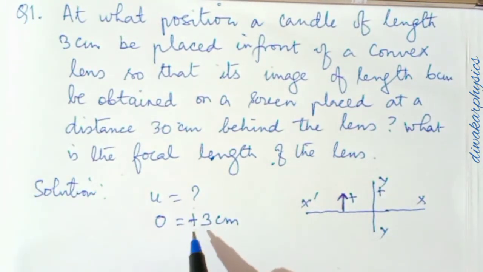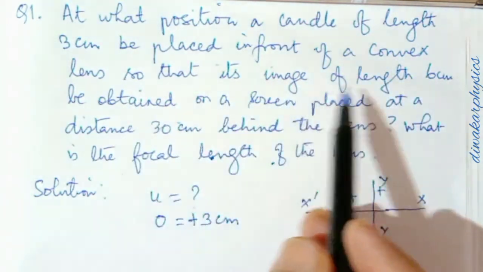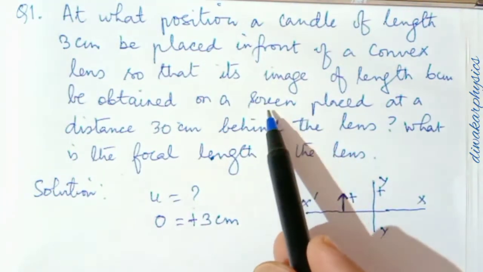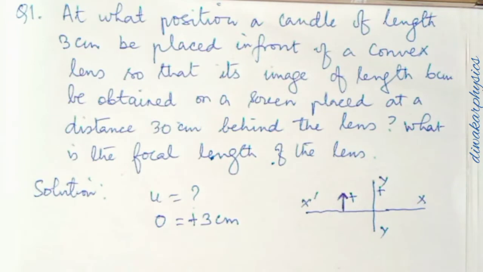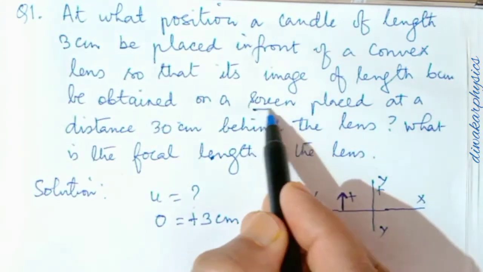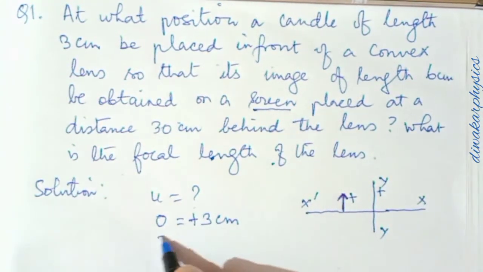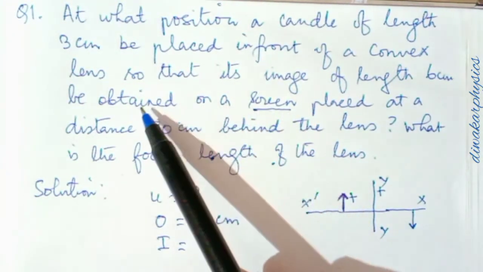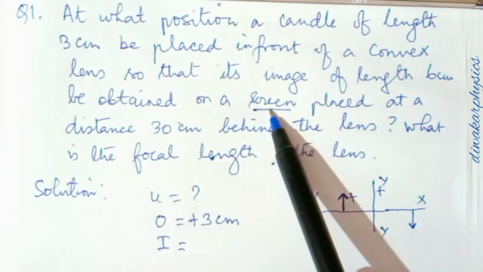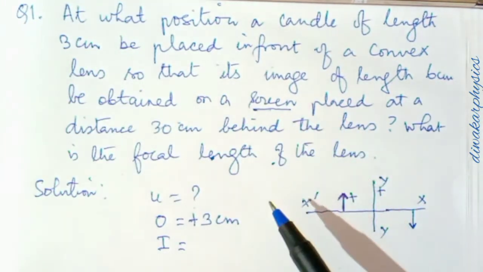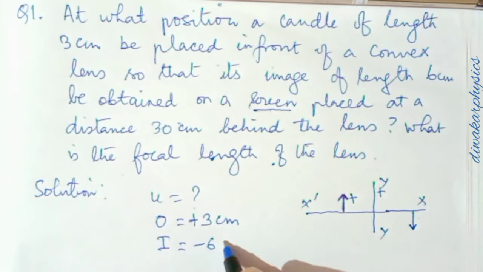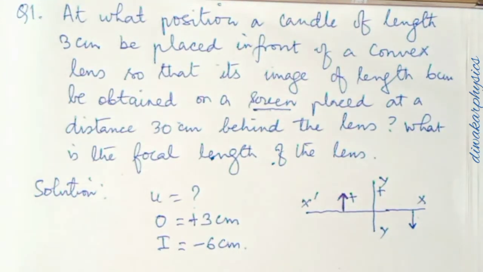Now the image in front of a convex lens, so that an image of length 6 cm is obtained on a screen. So a real image is obtained on the screen. You can understand from the question that it is obtained on the screen, so the image length is inverted here, because the images that can be obtained on the screen are real images, and real images are always inverted, so it is on the negative side, so minus 6 cm you can take.